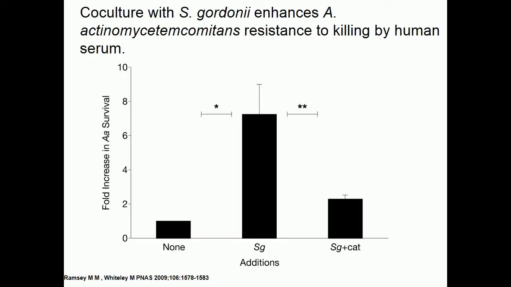Co-culture with S. gordonii enhances A. actinomycetemcomitans resistance to killing by human serum. Fold increase in survival of A. actinomycetemcomitans on exposure to 50% vol/vol normal human serum when grown in monoculture, co-culture with S. gordonii plus heat-inactivated catalase, A plus Sg, and co-culture with S. gordonii plus catalase, A plus Sg plus cat. Ratios were calculated as follows: colony forming units present after serum treatment divided by colony forming units present after heat-inactivated serum treatment. Error bars represent standard deviation. It is important to note that cell numbers were similar with and without catalase in the heat-inactivated complement cultures. Asterisk p less than 0.01, asterisk p less than 0.05 via Student's t-test, n equals 3.